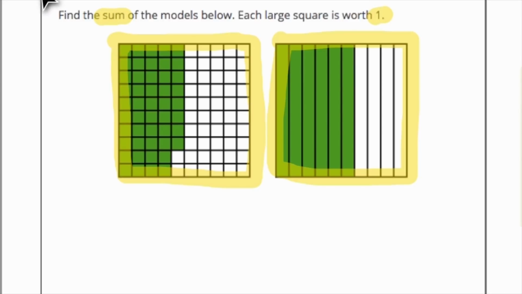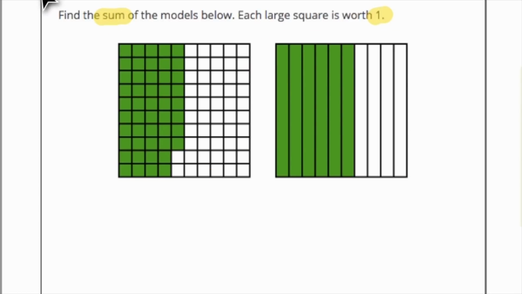Well, if you look at the square on the left, we have 100 total pieces that make up that square. If you count them, you'd have 48 of those pieces filled in. So we have 48 out of 100 filled in, or 48 hundredths. As a decimal, that would read 48 hundredths.